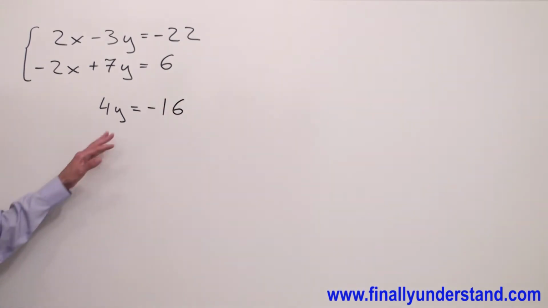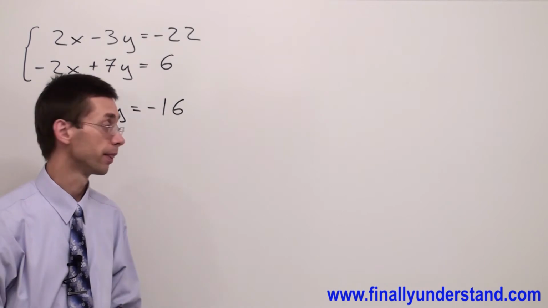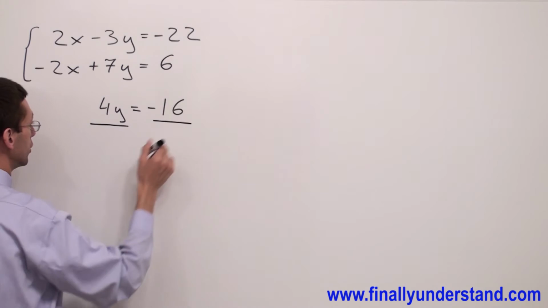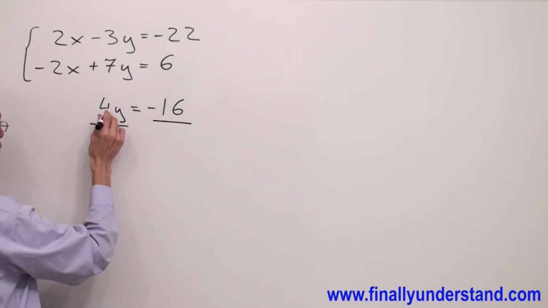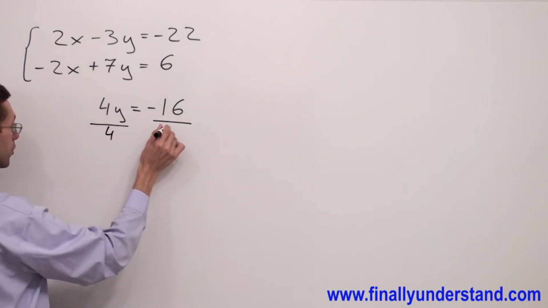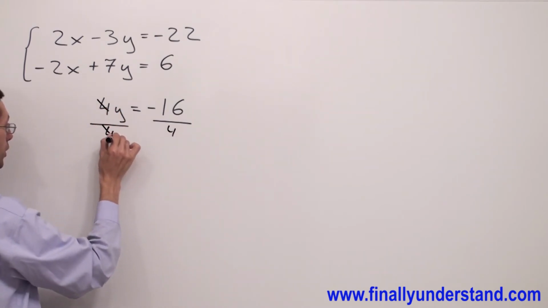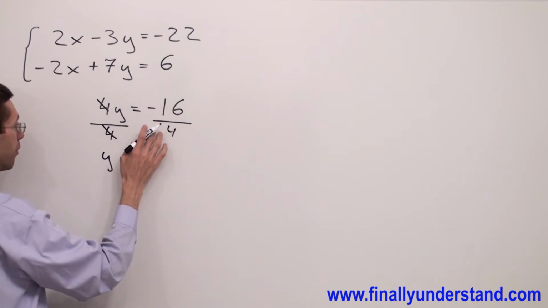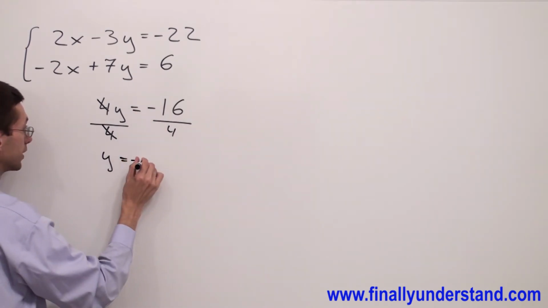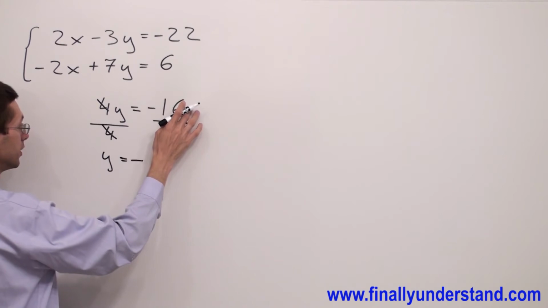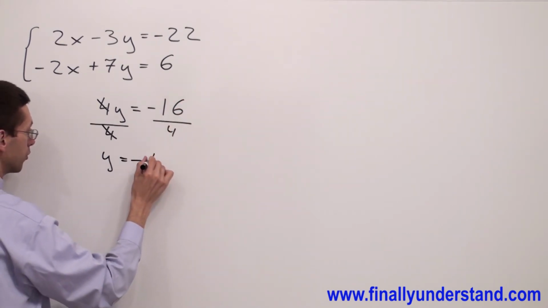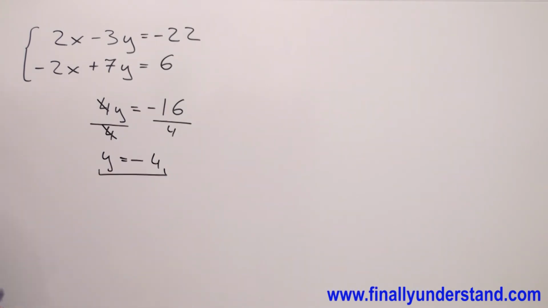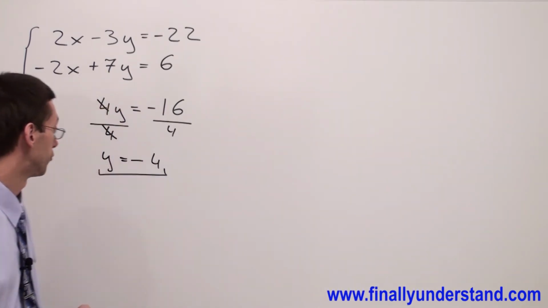Please notice that we have just one variable. In order to find y, I have to divide both sides of the equation by whatever is multiplied to y. I have to divide by 4. 4 and 4 will cancel out, and I have y equals negative divided by positive is going to give me negative. 16 divided by 4 is equal 4. This is my y coordinate, equals -4.